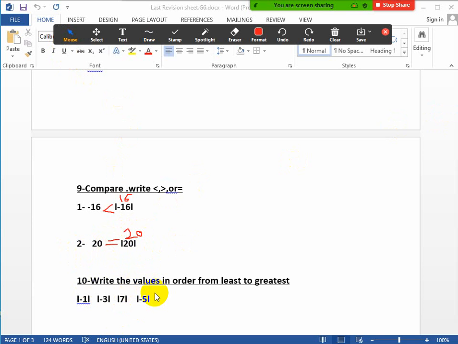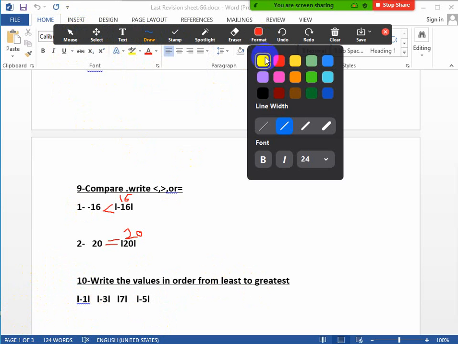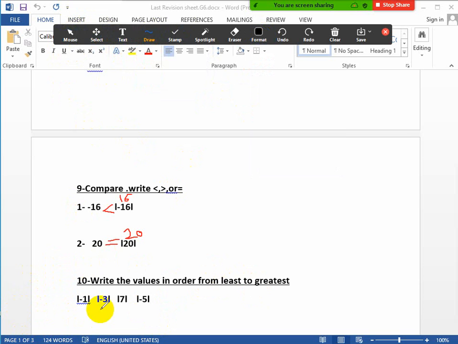Now I want to order from least to greatest. I want to order from the least to the greatest according to the absolute value. First thing, I will write the value for each number. The absolute value for negative 1, it's 1. The absolute value for negative 3, it's 3. The absolute value for 7, it's 7. And then the absolute value for negative 5, it's 5.